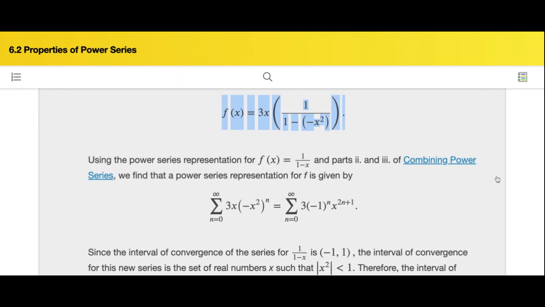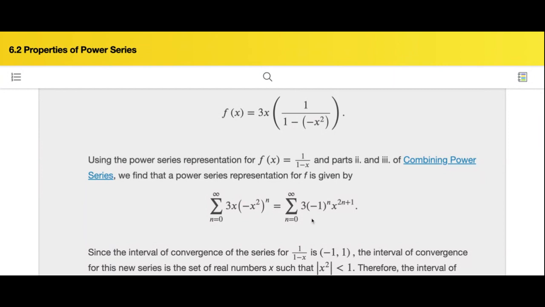Okay, 3x is the constant multiple, and in combining power series, a is 1 and the ratio is negative x squared. So we just read off negative x squared raised to n. We want n to start at 0 because we want the first term to be 1. And then we multiply by 3x. So then we have x times negative 1 raised to n. We can factor out negative 1 raised to n from negative x squared. Then we have x times x raised to 2n, which can be written as x raised to 2n plus 1.